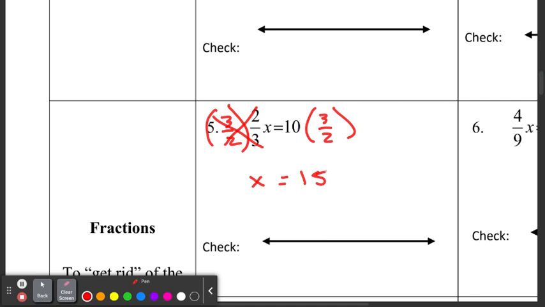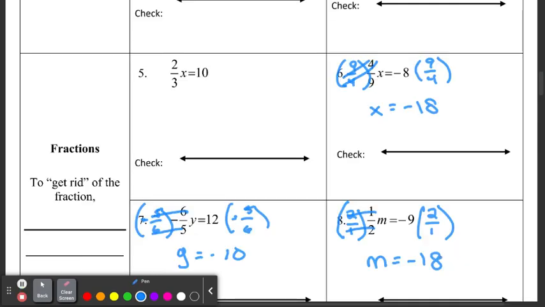Try the next few. I'm going to pause the video and then I'll show you my answers. So that's what we've got. And as always, if you guys have questions, ask us either in class or stay after school for extra help. Remember, we're there almost every day of the week. So now we're going to move on to the next page.